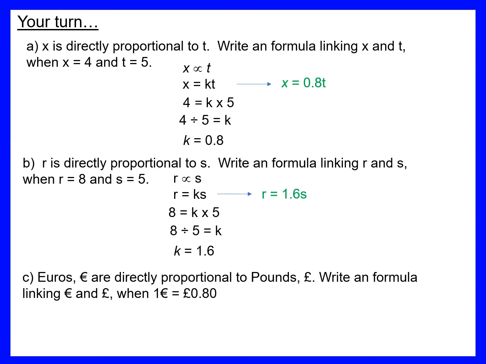The last one then, we're back to euros and pounds. So euros are proportional to pounds, so euros equals k times pounds. We're told that €1 is £0.80, so we're going to make sure we put those in the right place. So €1 is equal to k times 0.80. Again, divide both sides this time by 0.80, which gives us k as 1.25. And we substitute it back in. So in this case, the exchange rate here is 1.25. So 1.25 times the number of pounds will give us our number of euros.